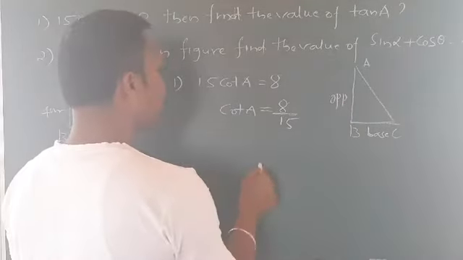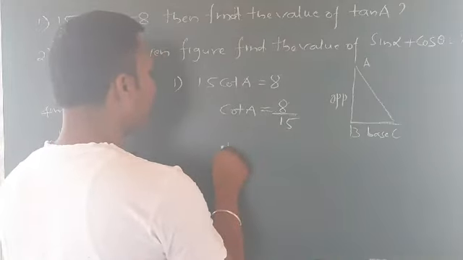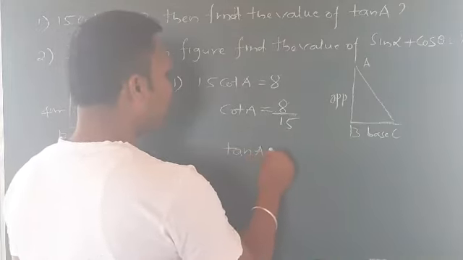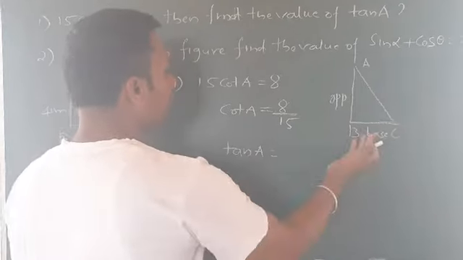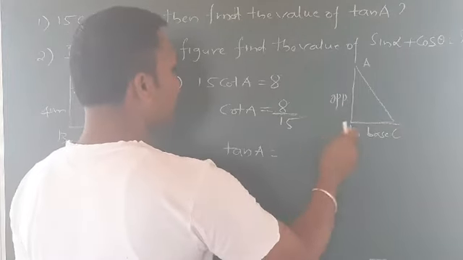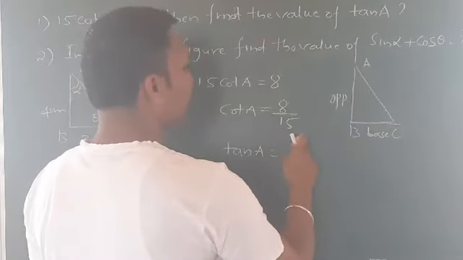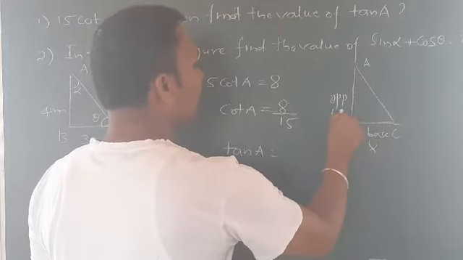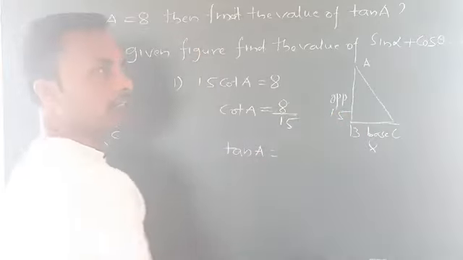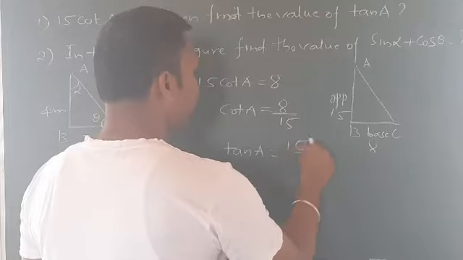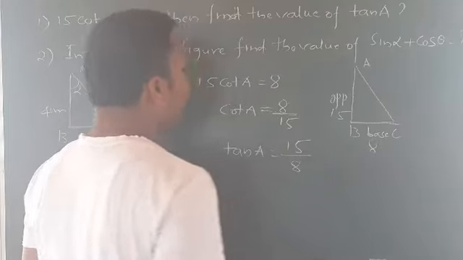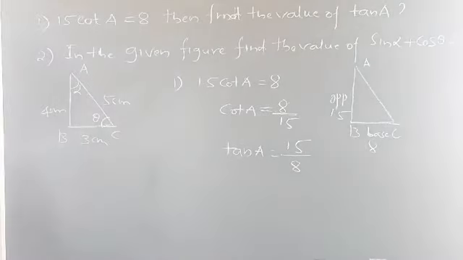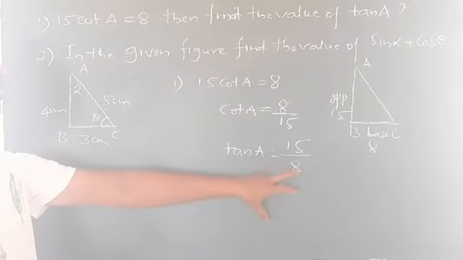So what is the value of tan then? We have cot given, and we need the value of tan A. Tan means opposite by base. Now cot A is 8 by 15, this is 8 and this is 15, and we need 15 by 8. So this becomes 15 by 8. This is the value of tan A, 15 by 8.